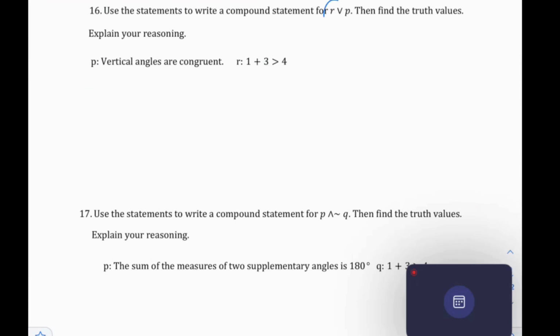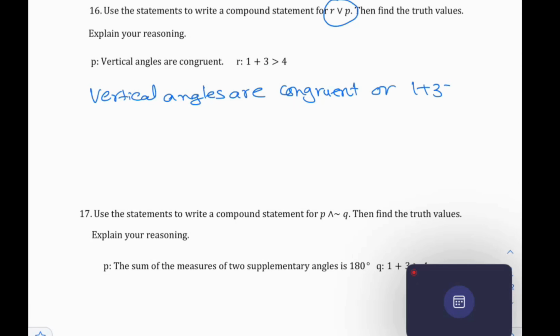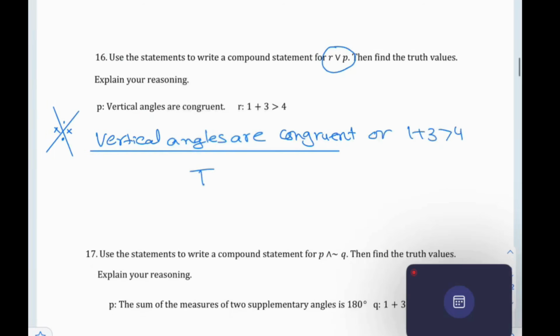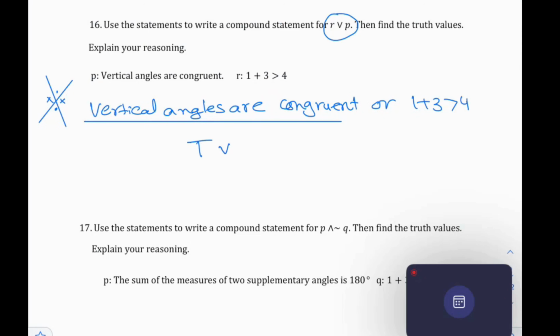Same here, R or P. So we will copy: vertical angles are congruent, or 1 plus 3 more than 4. Vertical angles are congruent, always true. What are the vertical angles? Remember, these are the vertical angles. When the lines cross each other, they are forming opposite angles. These are congruent, and this angle is also congruent to this. Or 1 plus 3 is more than 4. It is also false. So true or false is true.